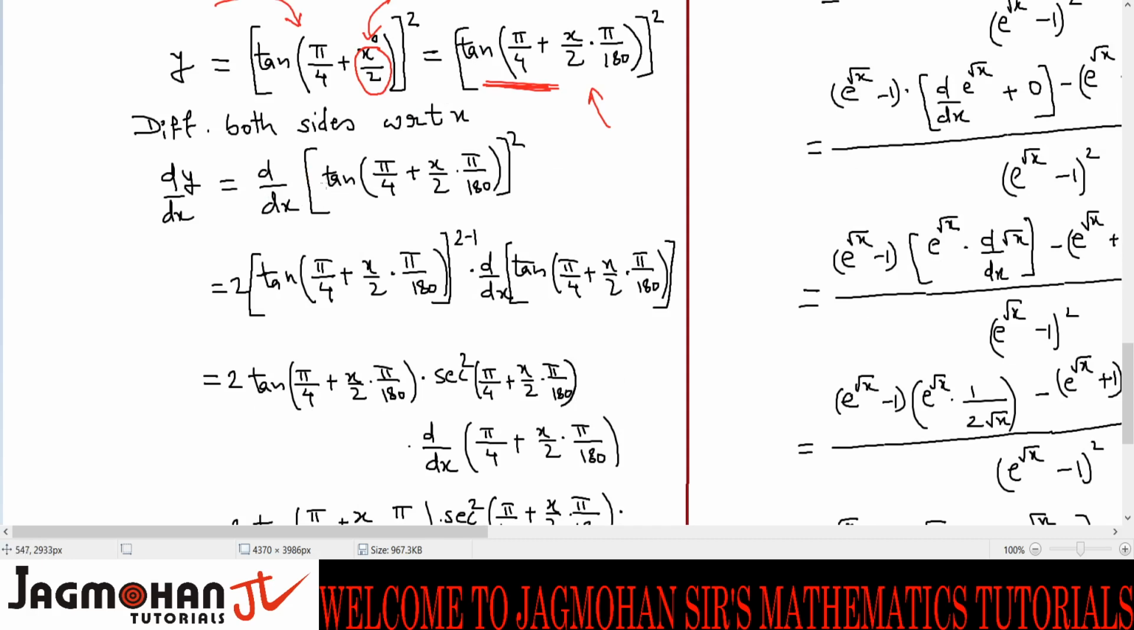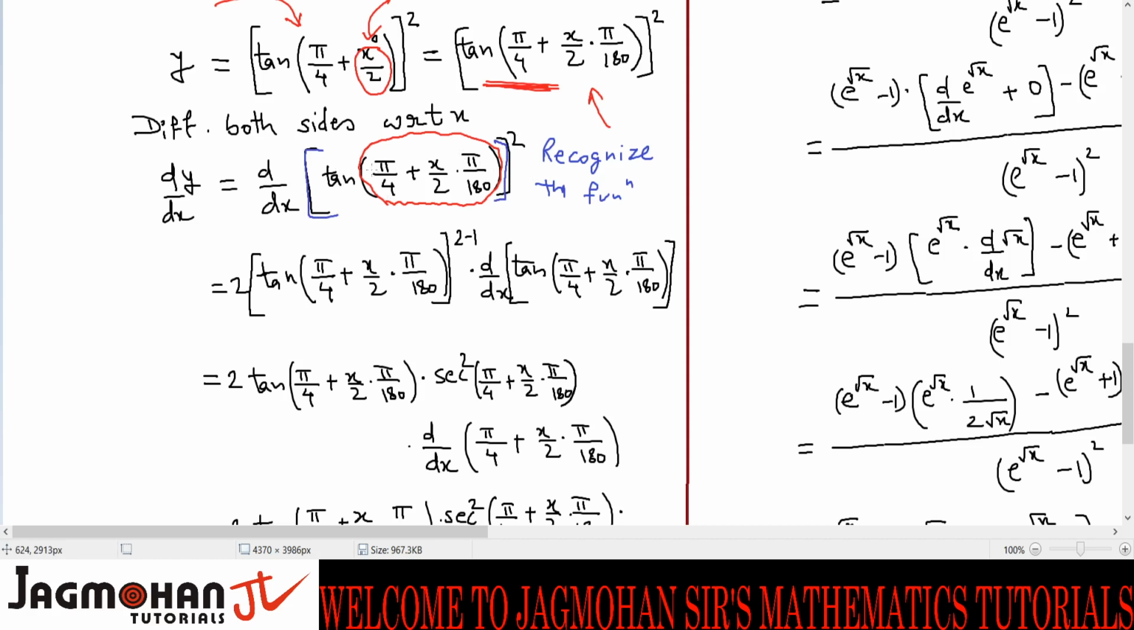So see here, d by dx of tan of (pi/4 + x/2 into pi/180), this whole thing is angle of tan, and the whole square. As our usual question would be, what kind of function is this? Recognize the function. Every single time you differentiate, what you need to do is recognize the function. This function is variable raised to constant. See, this whole bracket is variable, and then you have a power constant.